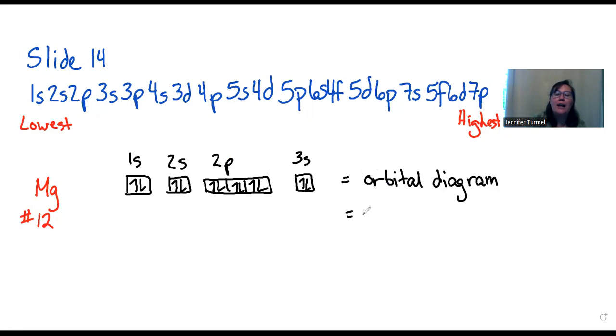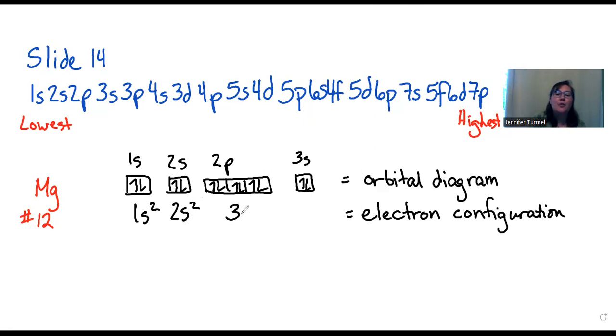And our electron configuration for that would be like this. 1s2, showing that there's 2 electrons in 1s, 2s2, oops, I keep wanting to go from 2 to 3. All right, 2p6, because there's 6 electrons there, and 3s2. And this tells us everything that we have in magnesium.